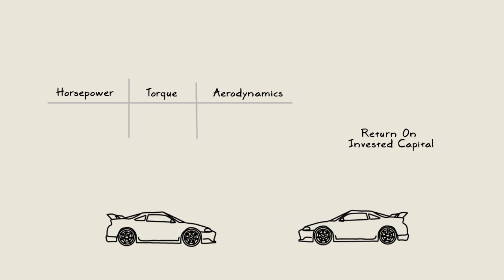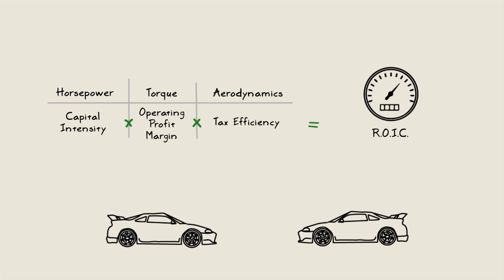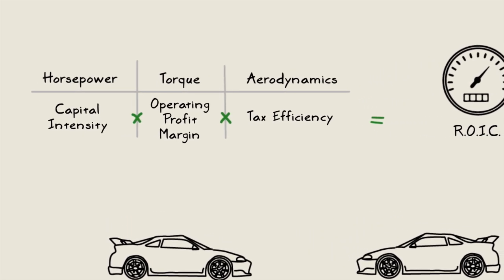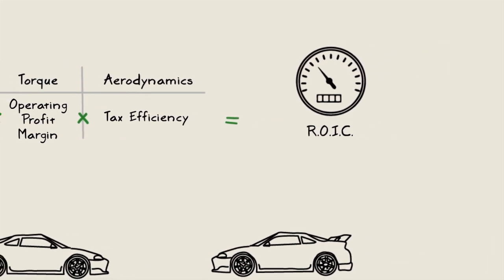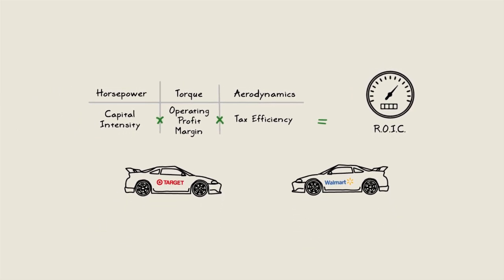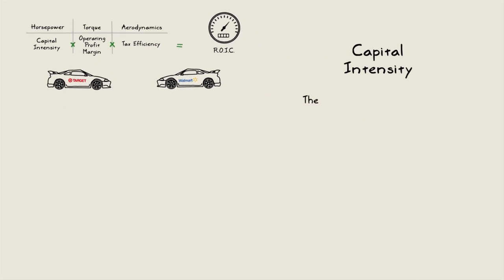Return on invested capital, also known as ROIC, is a good odometer, but what are the components that make it up? ROIC is the product of a company's capital intensity, its operating profit margin, and its tax efficiency. Like a race car, a company may have an advantage in one area, but by looking under the hood of the ROIC calculation, we can see where performance differences might exist. Let's lift the hoods of Target and Walmart, two companies racing to get ahead, and let's see how this works.